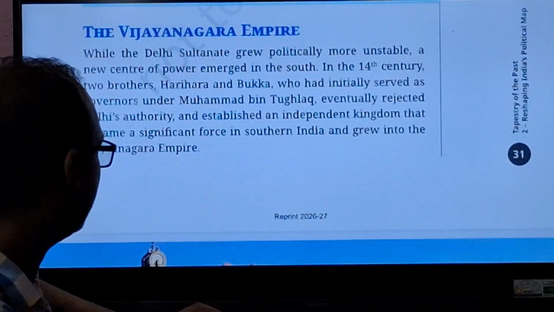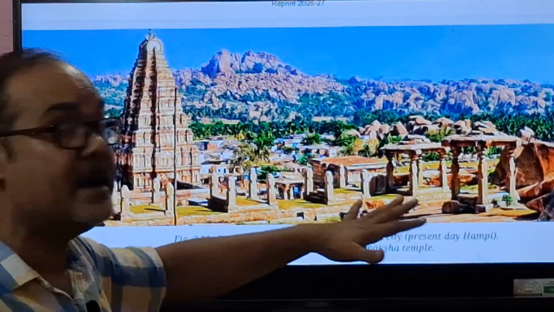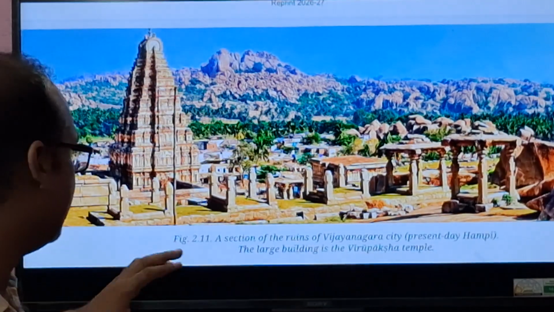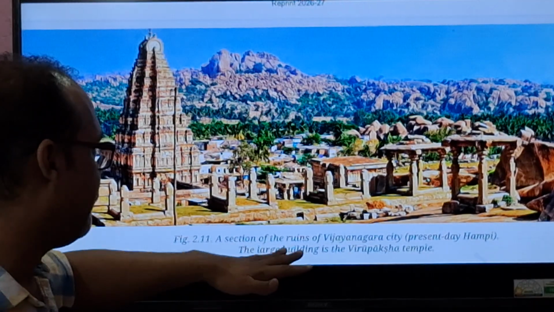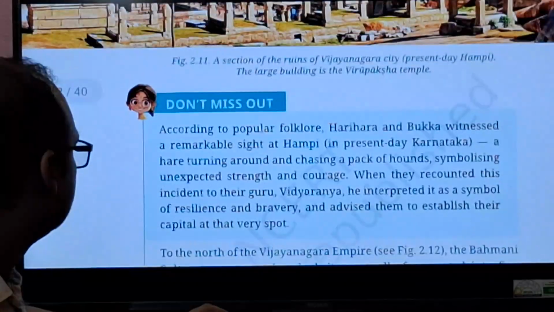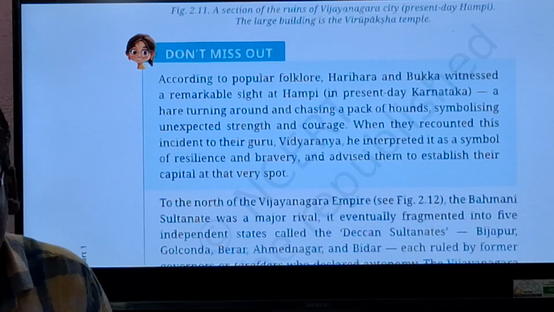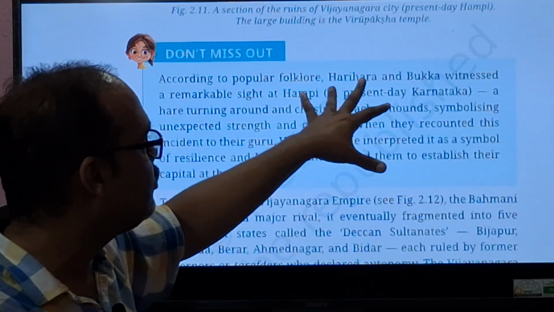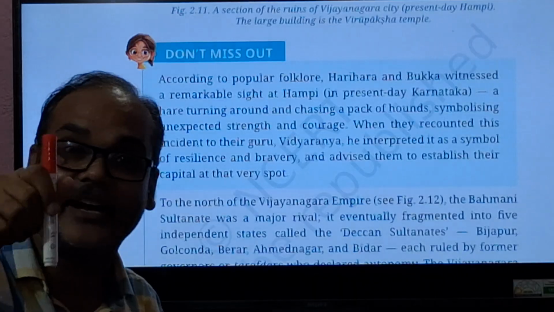So these two brothers, you can see here a section of the ruins of Vijayanagar city, present day Hampi. Hampi was the capital of the Vijayanagar Empire, right? And you can see this is the image of the large buildings of the Virupaksha temple. Then, according to popular folklore, which people passed on from generation to generation, Harihar and Bukka witnessed a remarkable sight at Hampi, which is in present day Karnataka.